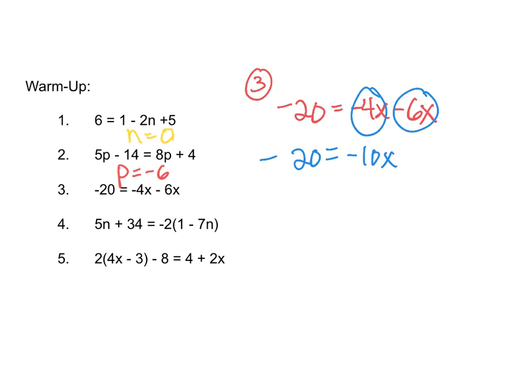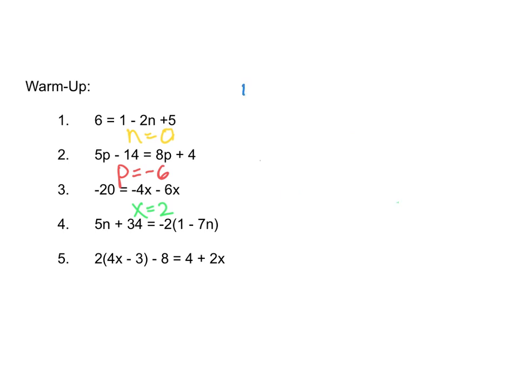If I combine those together first, I still have negative 20. Negative 10 is multiplying the x, so we're going to divide by negative 10 on both sides. Negative 20 divided by negative 10 is positive 2. Negative 10 divided by negative 10 is 1, and it leaves x by itself. So number 3, x equals 2.